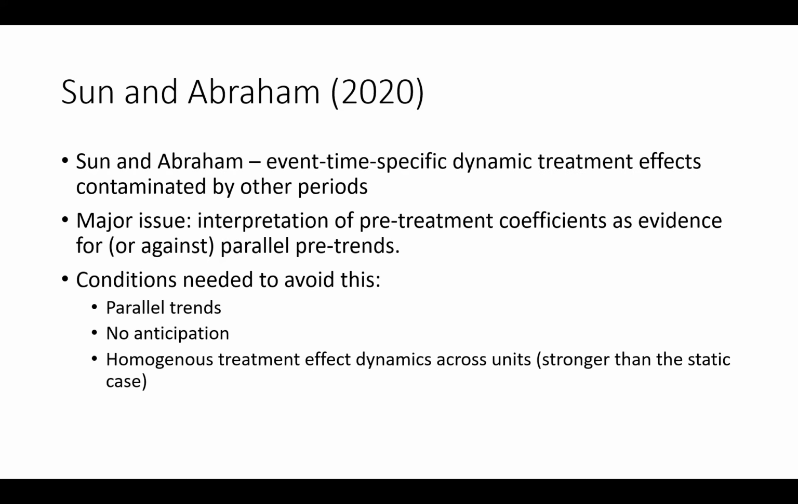Okay, so the main paper, the first one to really study event studies in detail, was this Sun and Abraham paper, which was published in 2020. Their main result is that the dynamic treatment effects that you saw plotted on that previous graph, when they're estimated by a standard two-way fixed effects model, the estimates in one period are contaminated by estimates from other periods.